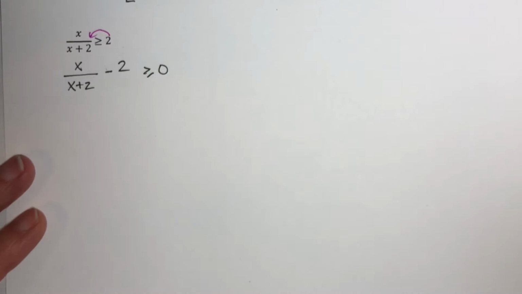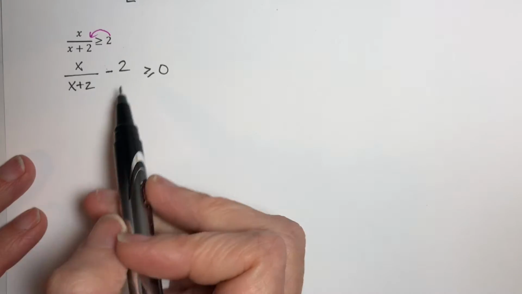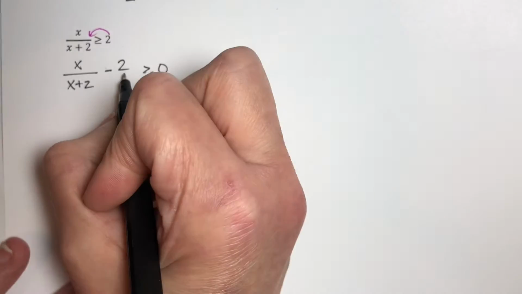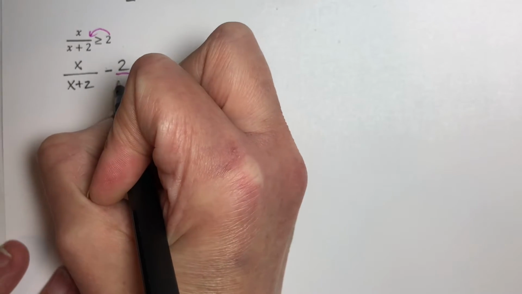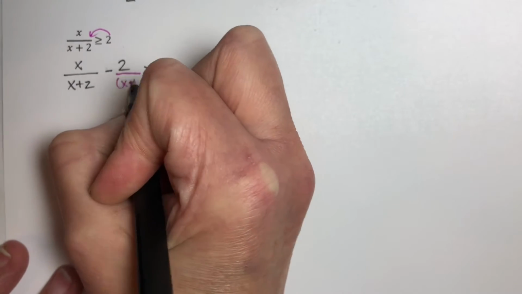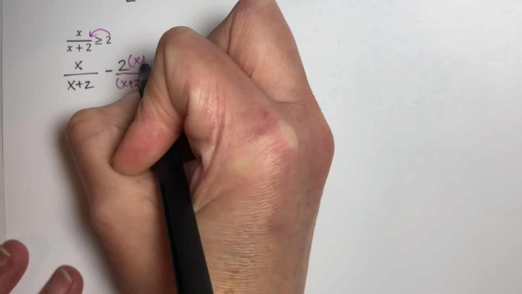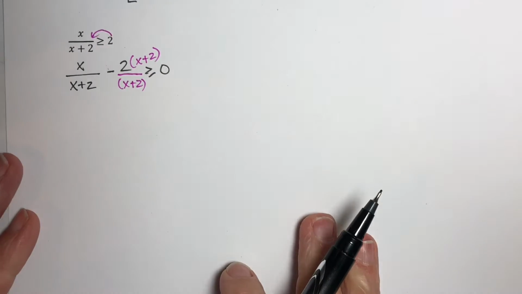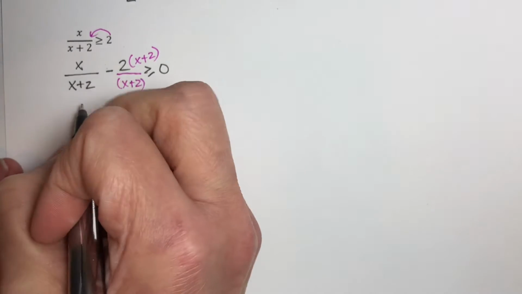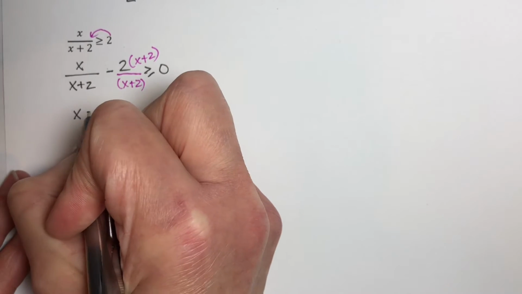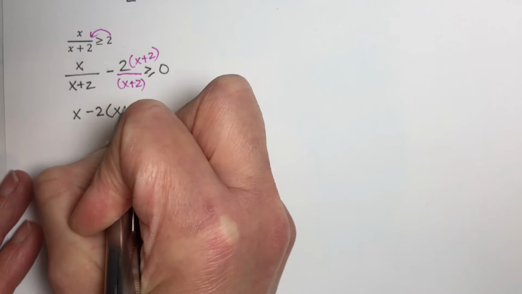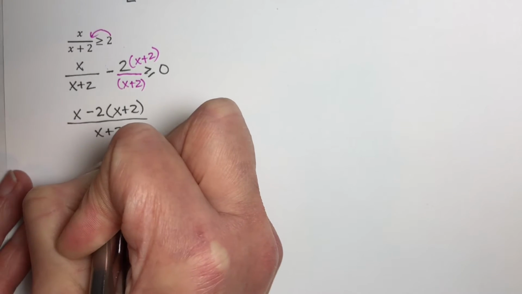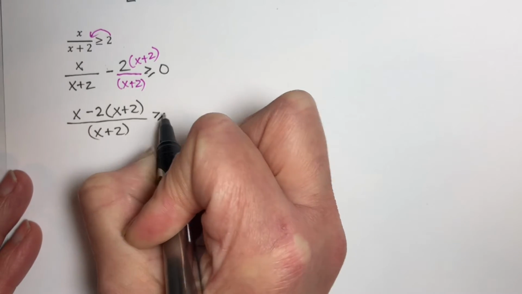Okay, so I have the 0 now. Now I'm only allowed to have one fraction, so that means I need a common denominator here, which means I'm going to change this 2 into 2 over x plus 2, and I'm going to put an x plus 2 up here as well. Okay, now they have a common denominator, so I can combine them. X minus 2 times x plus 2 over x plus 2 is greater than or equal to 0.